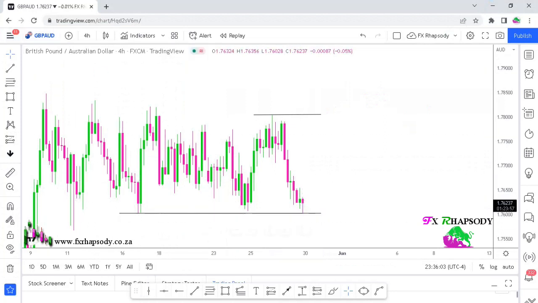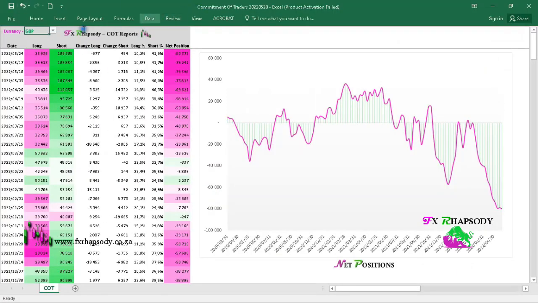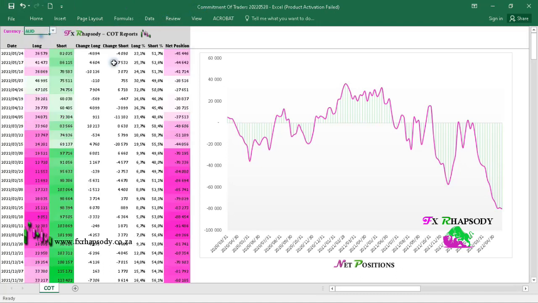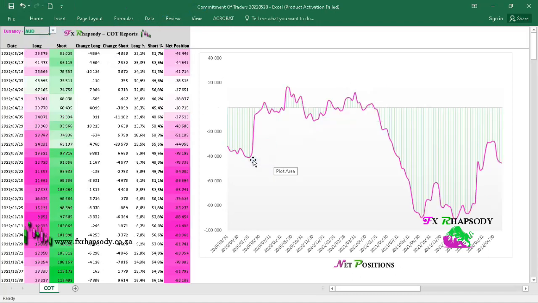But again, now you're looking at it against the Australian dollar. So what is the Australian dollar doing? On the Australian dollar side of things, it's also getting a little bit weaker. It had a big push to the upside, and now it's getting a bit weaker. But it's going to be the tussle between the Australian dollar and the British pound to see which is the weakest currency currently, to see where price is going.